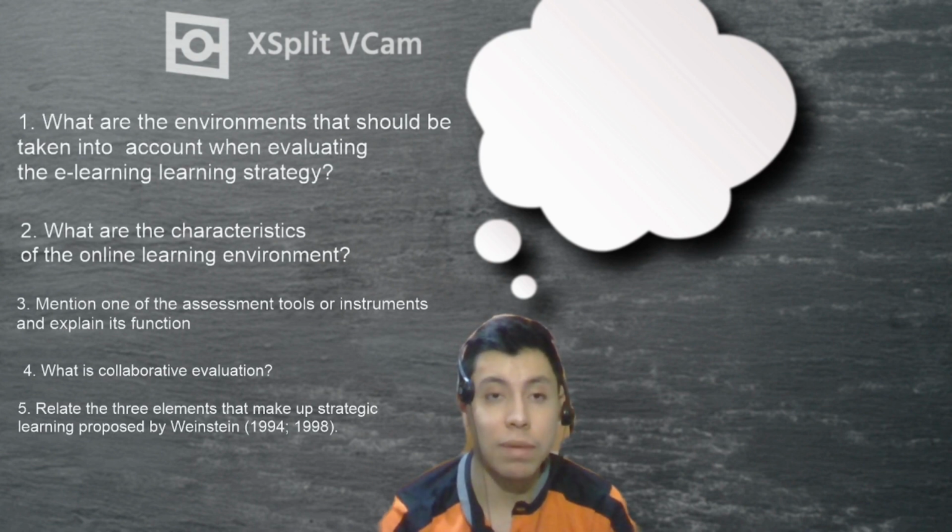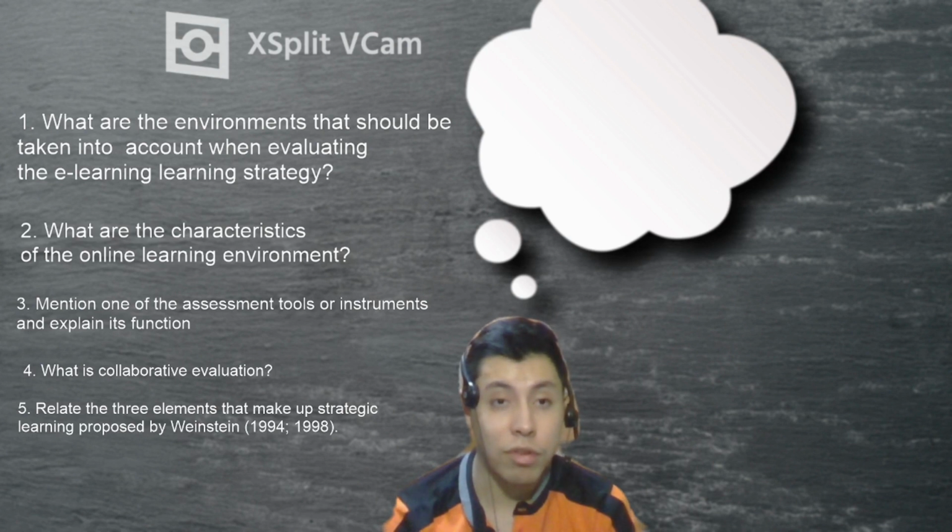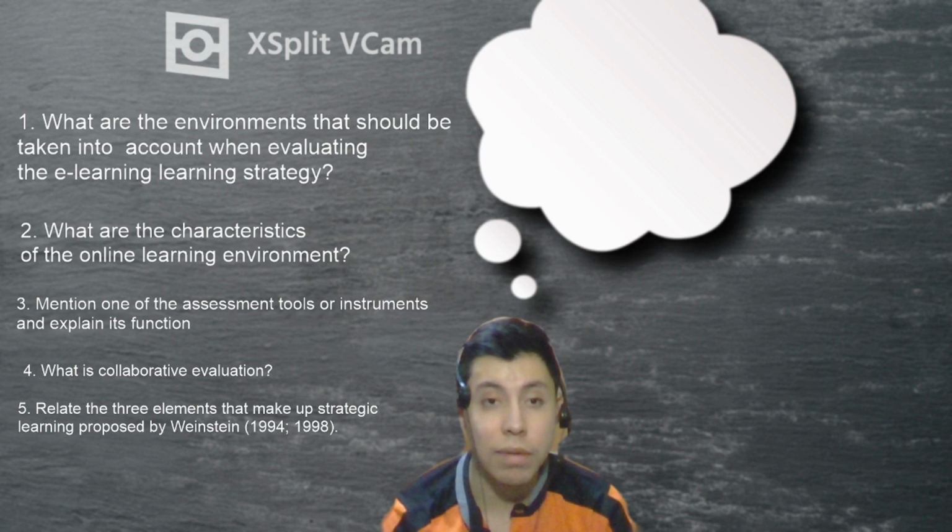Having finished the information, here are the questions that I made for the video. The first question is: what are the environments that should be taken into account when evaluating the e-learning learning strategy? The second question is: what are the characteristics of the online learning environment? The third question is: mention one of the assessment tools or instruments and explain its function.